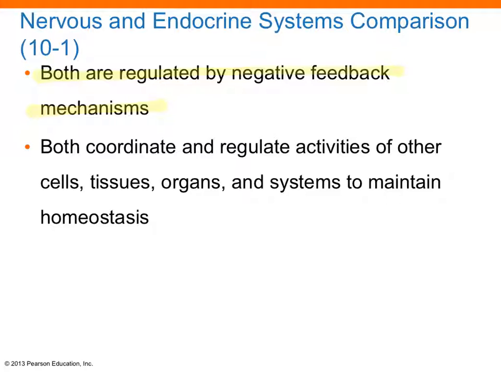Both the nervous system and endocrine system are regulated by negative feedback mechanisms. We covered that in chapter 3. And they both coordinate and regulate activities of cells, tissues, organs, and systems, and what's their main goal but to maintain homeostasis. Those are the ways both the nervous and endocrine system are similar.